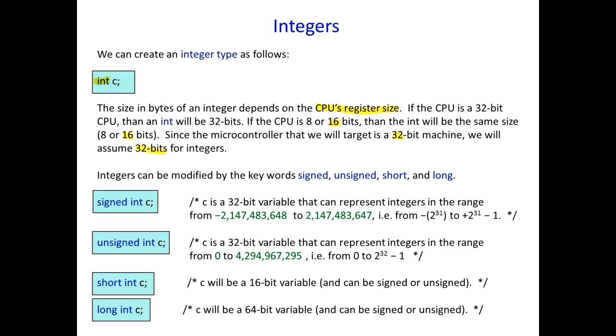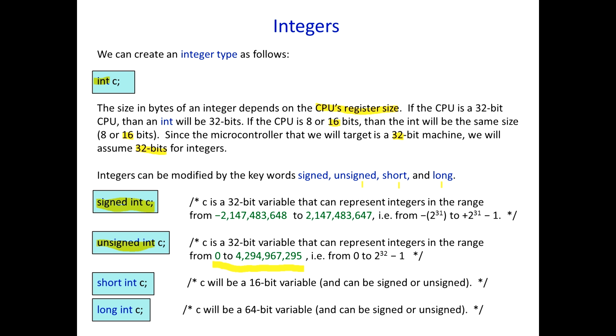Now, since we're targeting a microcontroller that is a 32-bit machine, we will assume here that an integer is 32 bits. Integers can be modified by the keywords signed, unsigned, short, and long. So if I said signed int c, what I'm telling the compiler is reserve a location in memory that's 32 bits, and the integers then can range from -2 billion to +2 billion. Now I can also say unsigned, and so essentially we don't care about negative numbers, so we will be able to store values from 0 to a bit over 4 billion.